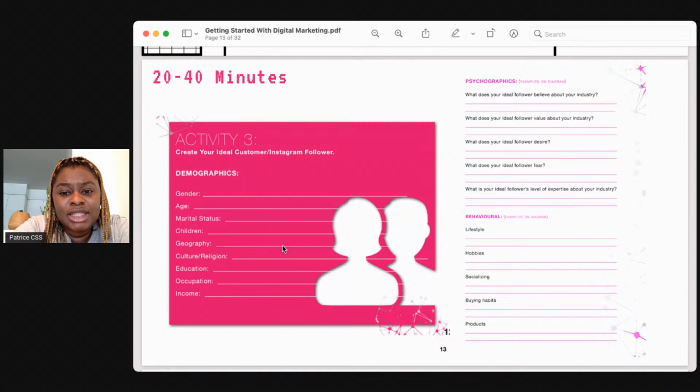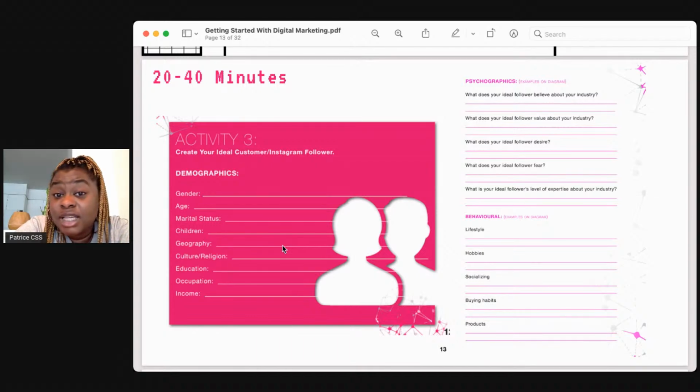So what does your ideal target audience believe about your industry? If your industry is beauty, what do they believe about the beauty industry? Or if you're sports, what do they believe about the sports industry? What are their beliefs? What beliefs do they hold? What do they value about your industry? Okay. What do they desire in relation to your service offerings? So if I'm a hairdresser, what kind of hair does my target audience desire? So you have to ask yourself what are their desires in relation to your service offerings.